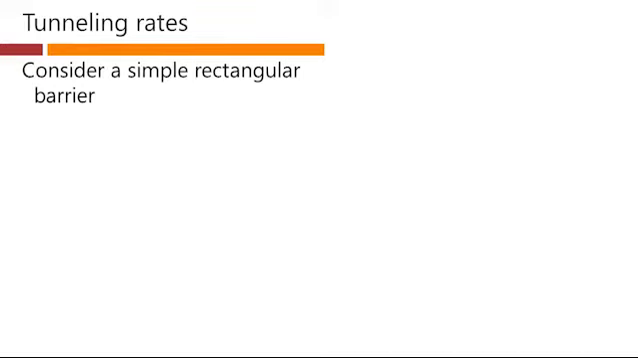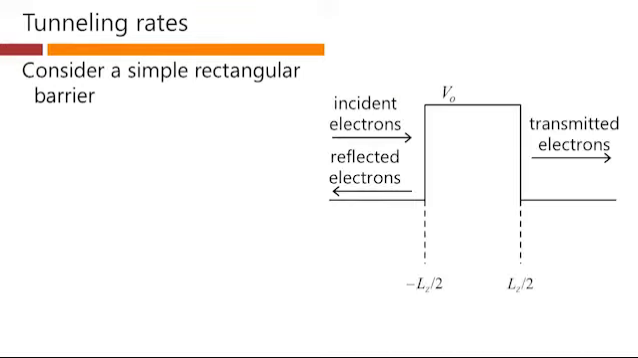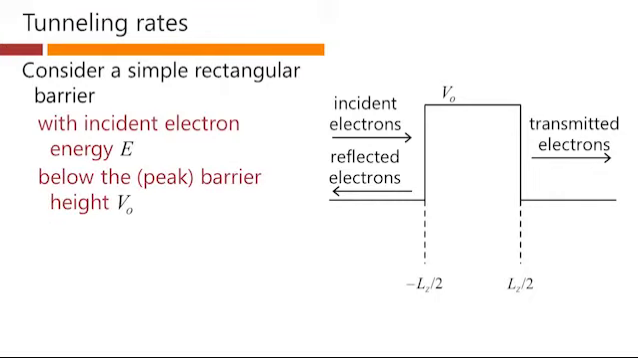Consider then a simple rectangular barrier. We have a potential height V0 here. We have possibly incident and reflected electrons on the left and transmitted electrons on the right, and perhaps the barrier is a thickness Lz. We presume we've got some incident electrons with energy E. And we presume, at least for our present discussion, that these are below the height of the top of the barrier. So E is less than V0.